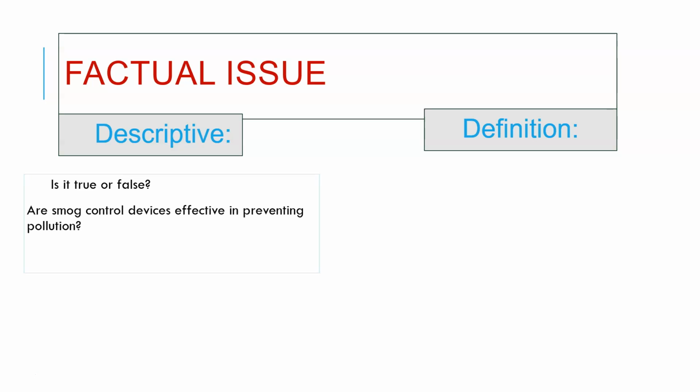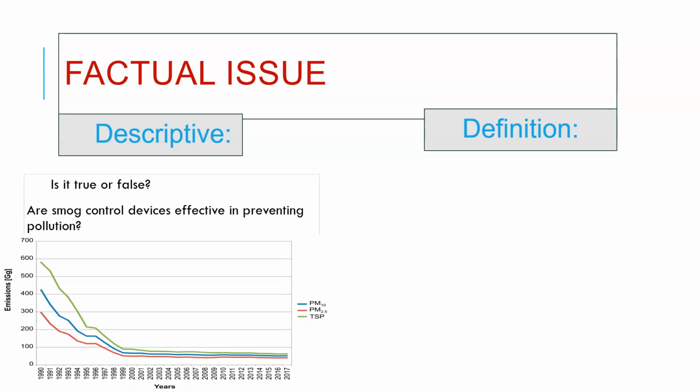So questions such as, are small control devices effective in preventing pollution? That doesn't have to do with your own values or beliefs. It's actually something we can prove. We can go and look up statistics and the science behind it and see if small control devices are effective in preventing pollution.